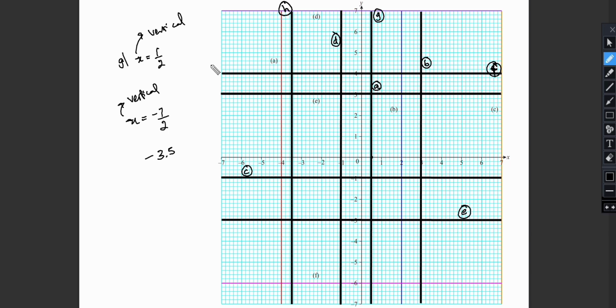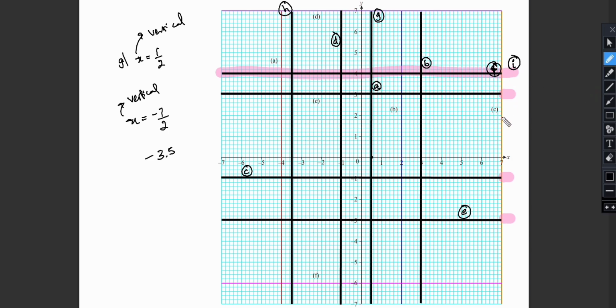Now the I part says a graph parallel to the x-axis which cuts the y-axis at 0, 4. So we need to find a graph that is parallel to the x-axis. This is the x-axis, so it should be any of the horizontal lines. From these four, it's going to be one of these. And it should cut at 0, 4. So this is the one that will cut 0, 4. So this is the I part as well. The answer to the I part is this.